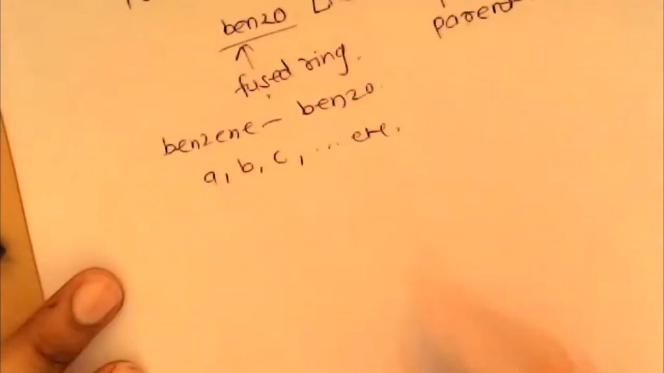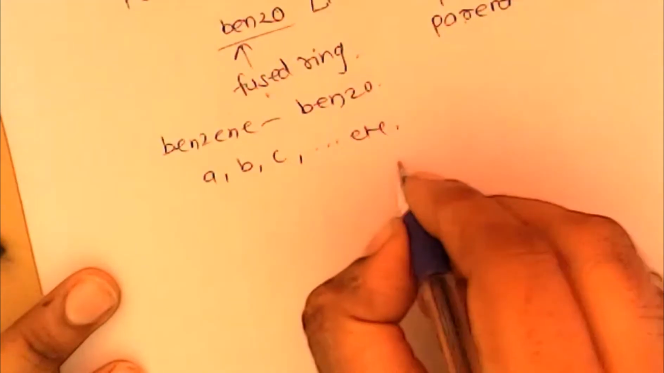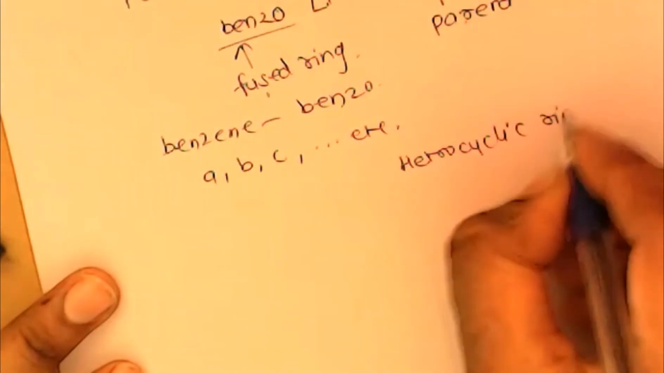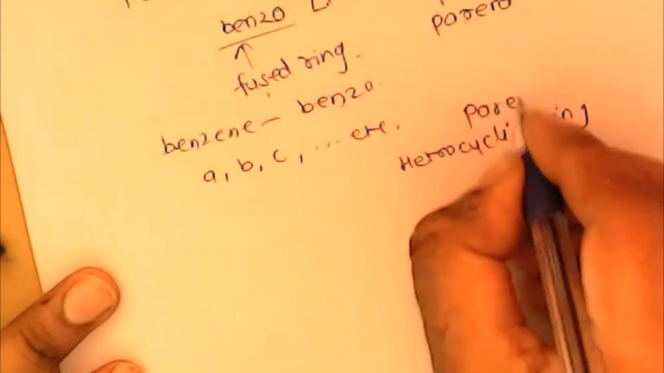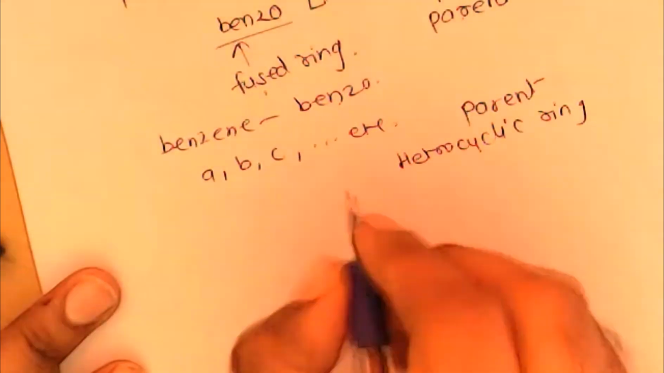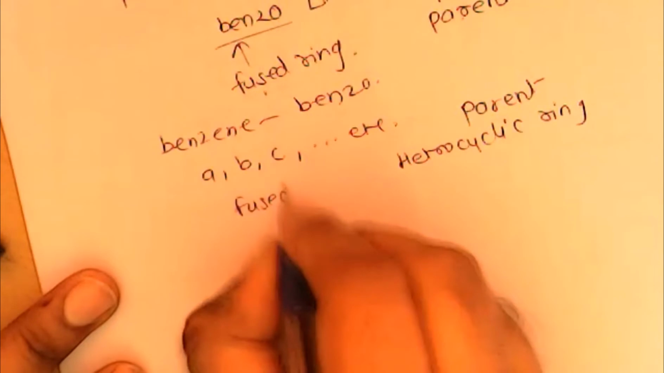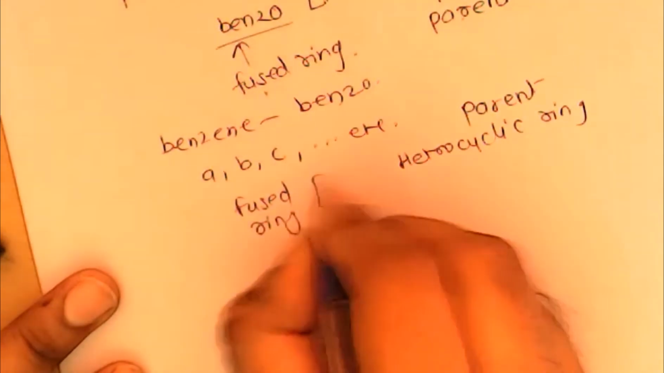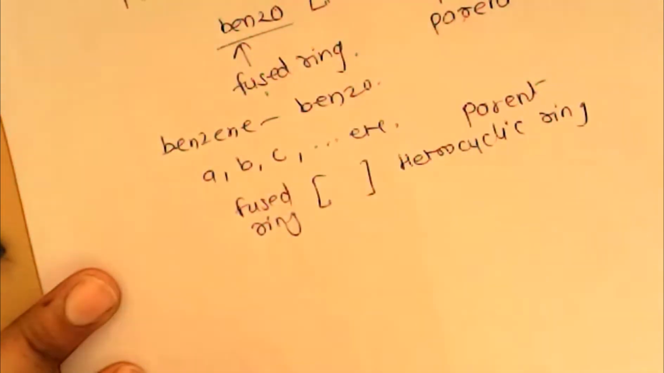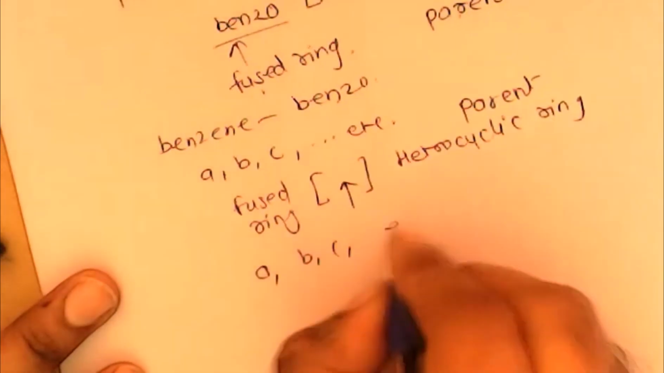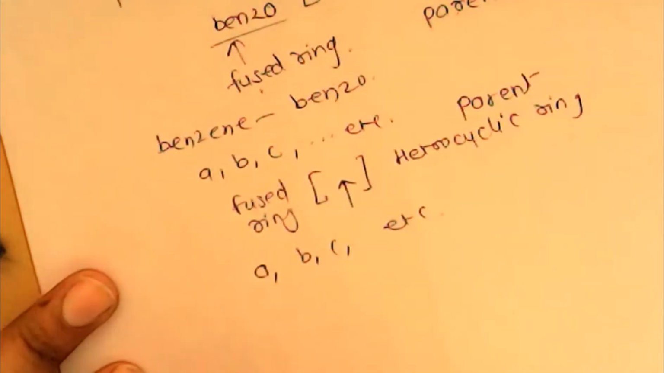Okay, so the nomenclature system is very simple. What you have to do is, whichever is the parent hydrocarbon, we can write the name of the parent heterocyclic ring. Okay, and we can write the name of the fused ring system, and in between these two we can write the square bracket. In this square bracket, we can write the alphabets like A, B, C, etc. So these alphabets depend upon their side of fusion.